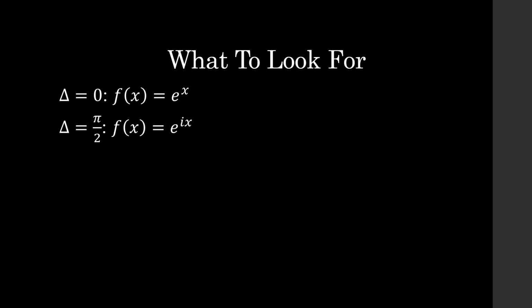Great. What are we looking for then? For delta equal to 0, we have f of x equal e to the x, and for delta equal pi over 2, we have f of x equal e to the ix. Well, this kind of encourages us to look for a form where f of x is equal to e to the something times x. So let's have that function, f of x equal e to the k of delta times x, where we're setting this k to be another function that describes this constant that we're multiplying by x as dependent on delta.